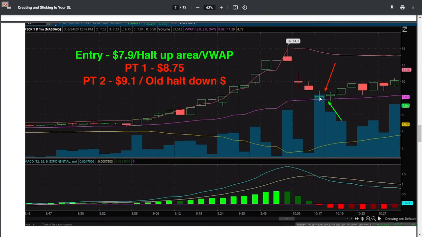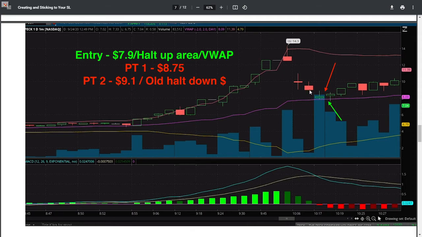Entry, here we go again, 7.90. Your stop loss, here's your old halt up price. That's your entry. So your stop loss is below the close of this candle, in this lower shadow, anywhere in that area. If that's what you're working with, 20 cents, 30 cents, we want to see 40, 60 cents on the return.